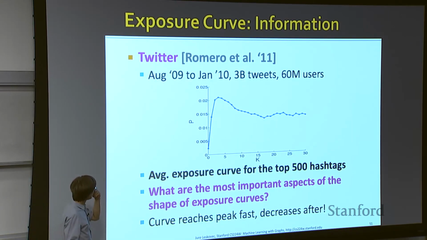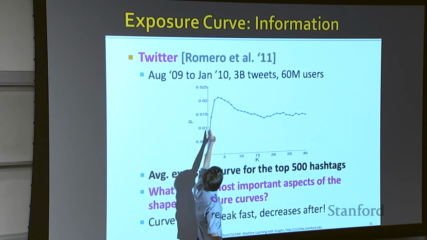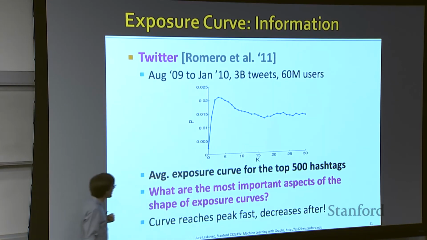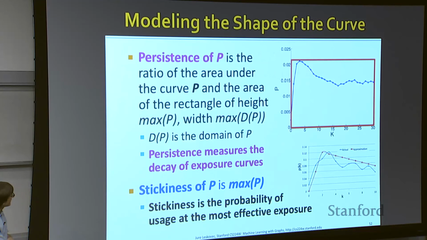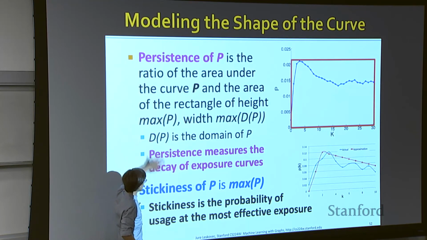And what they notice is that a typical pattern for these curves is that they kind of start, they increase quickly, reach some peak, and they kind of taper off. So what they did was the following. They characterized these curves according to what they called persistence and stickiness.